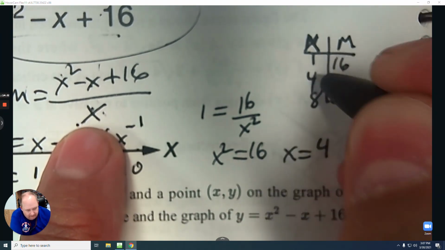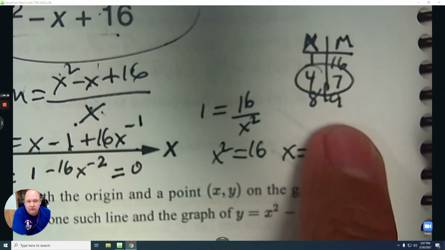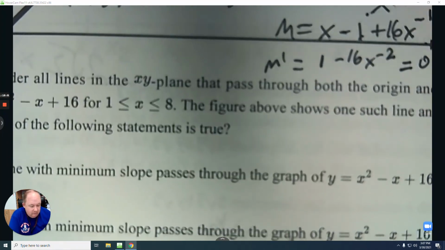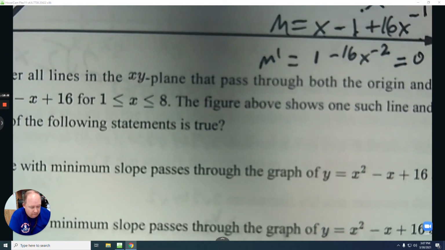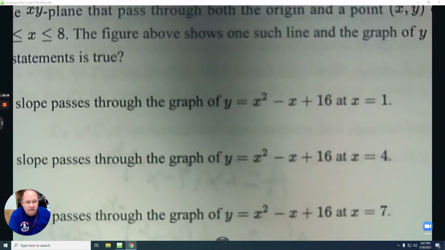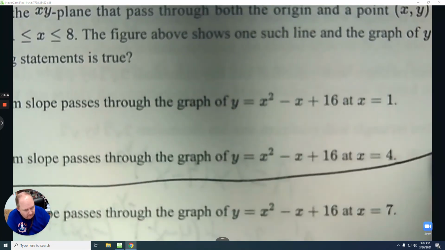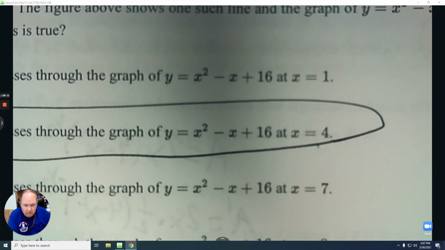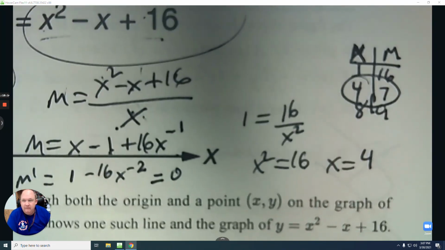So which value gives me the smallest slope? And the answer is at 4, and the slope is 7. So the line with the minimum slope that passes through that is at x equals 4. It's this answer right here. So at x equals 4, you have a minimum slope. And there's the work involved with it.